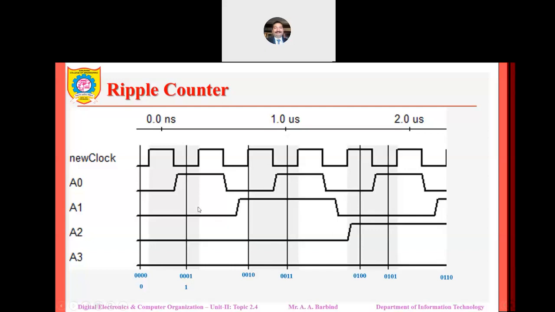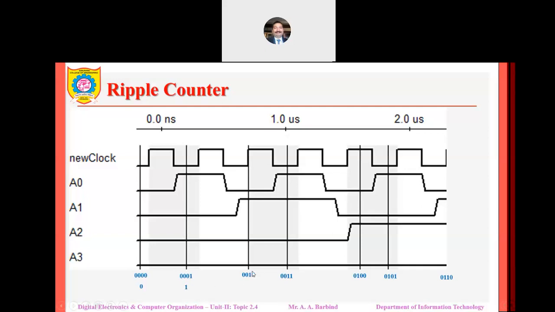Now, if you look at the output of the flip-flops in the beginning, written from LSB to MSB, it is 0000. Then at this instance of time, when the first negative edge comes, the output of the counter as a whole will be 0001. So this is MSB and this is LSB. We count from the MSB to LSB. So A3 is 0, A2 is 0, A1 is 0, and A0 is 1. So 0001, and the output converted to decimal is 1.